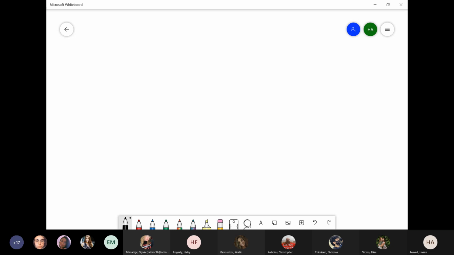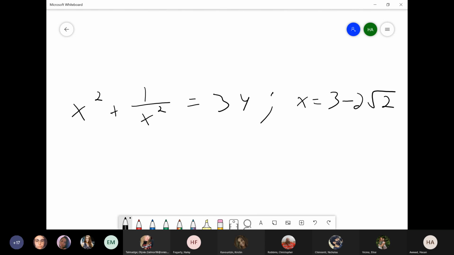So we are given x squared plus 1 over x squared. And the question says we want to show that this is equal to 34. And we're also given that x is equal to 3 minus 2 square root of 2. So these are our two pieces of information. We're given this knowledge of what x is, and we're trying to show that x squared plus 1 over x squared gives us back 34.